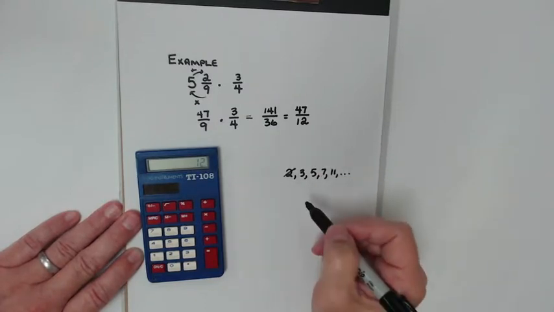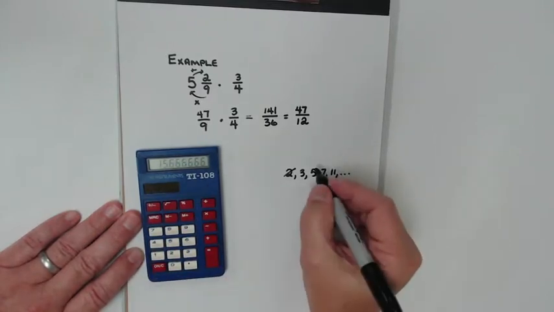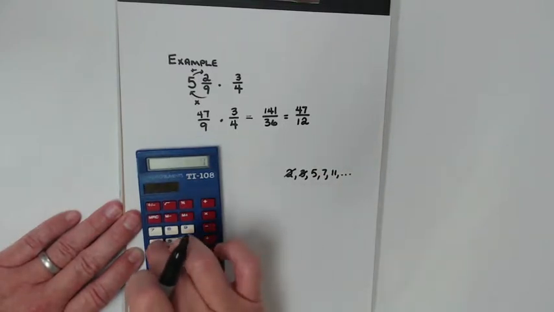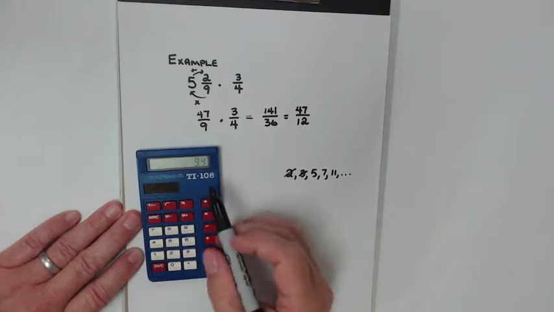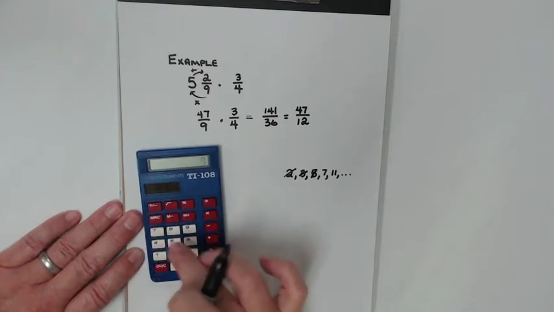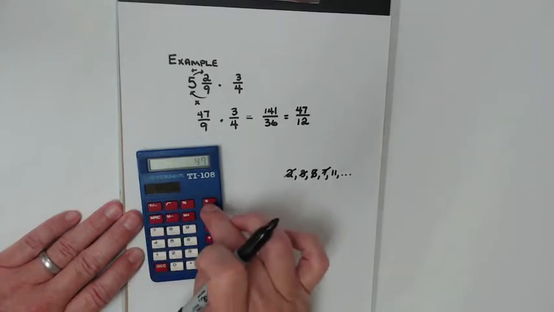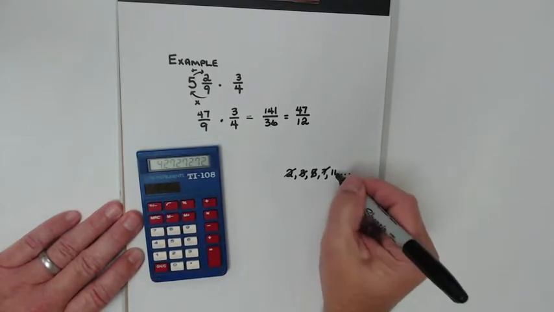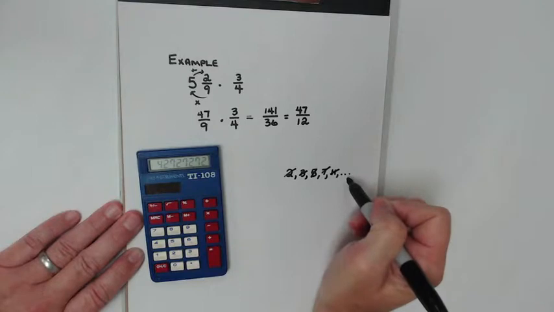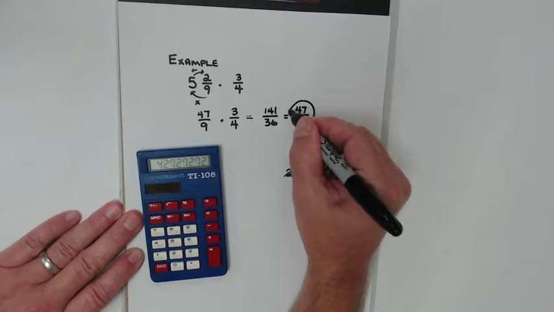I'm going to see if 3 will work again. 47 divided by 3 gives a decimal, so 3 is not working. Try 5. 47 divided by 5 gives a decimal. 7 gives a decimal. 11 is not working. The next number in my list would be 13, which is bigger than the numbers in my fraction, so this is simplified.